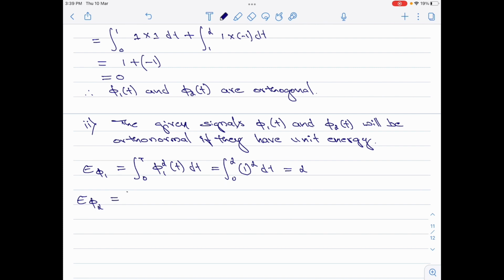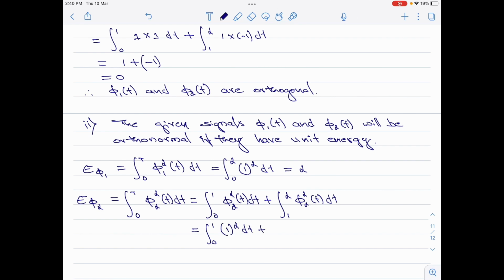This is equal to integral 0 to capital T phi 2 square of t dt. I'll split the integral limits from 0 to 1 and 1 to 2. So, integral 0 to 1 phi 2 square of t dt plus integral 1 to 2 phi 2 square of t dt. Between 0 to 1, the value of phi 2 of t is 1. So, it is 1 square dt plus, between 1 to 2, the value of phi 2 of t is minus 1. So, it will be minus 1 whole square dt. So, this is equal to 2.